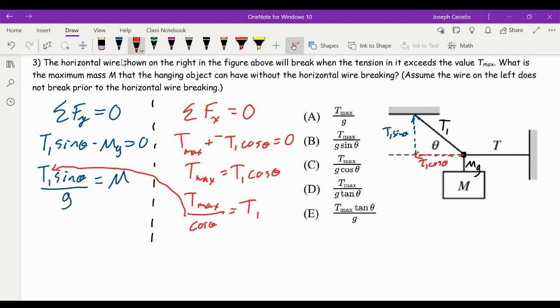Okay, so this might get a little bit messy, but take your time doing it. Try to do it on your own. Try not to follow me. We have T max over cosine theta times sine theta over little g equals m. So this comes out to be T max times tangent theta over little g equals m.